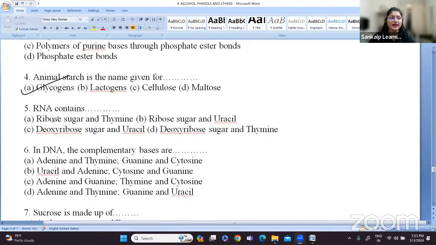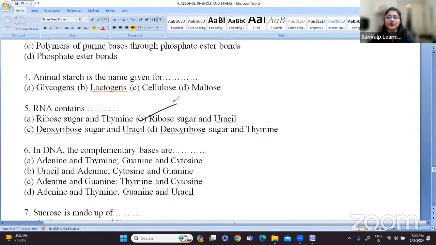RNA contains. What does RNA contain? A. Ribose sugar and thymine. B. Ribose sugar and uracil. C. Deoxyribose sugar and uracil. And D. Deoxyribose sugar and thymine. Okay, Priyanka has answered it as B, ribose sugar and uracil. Vedvati has also answered it as B. Yes, the answer is B.